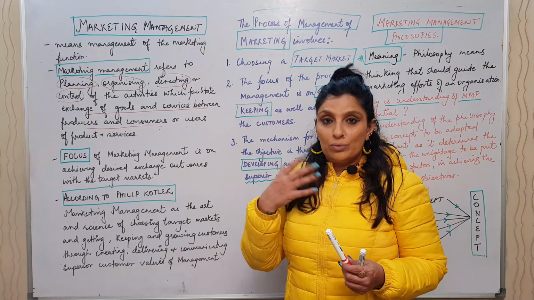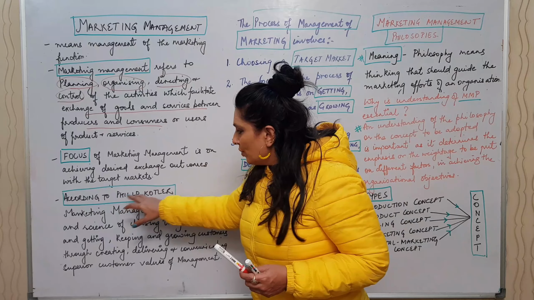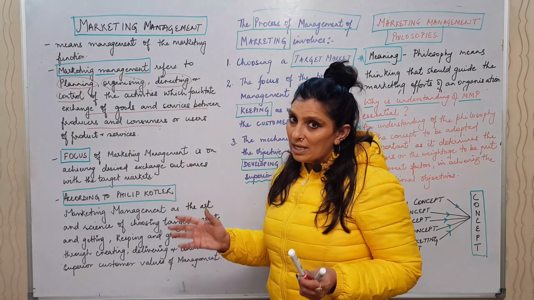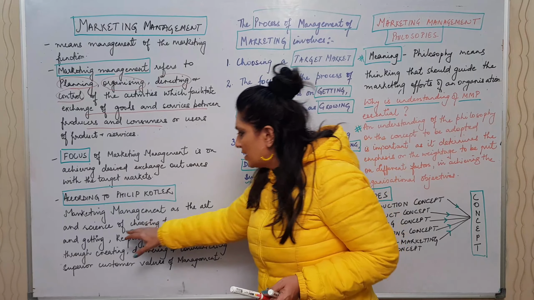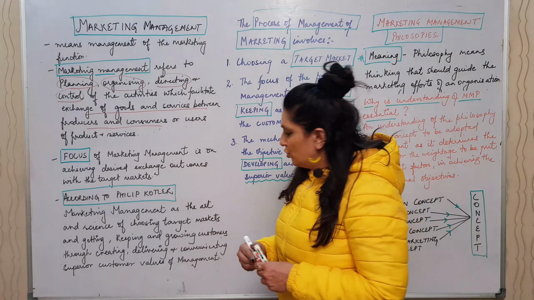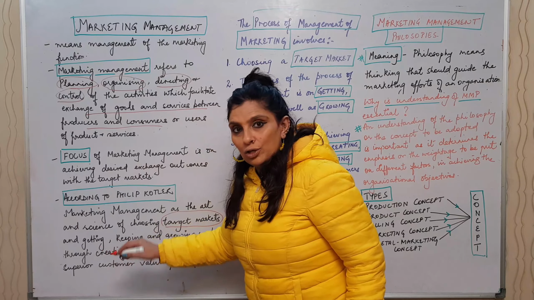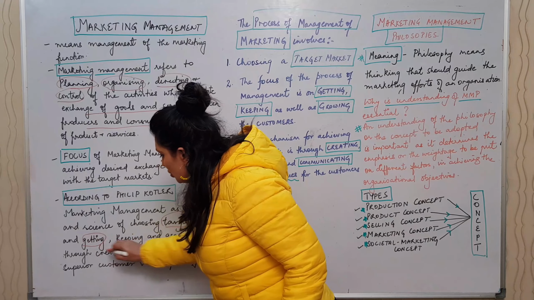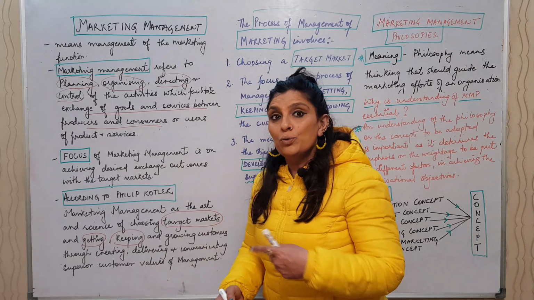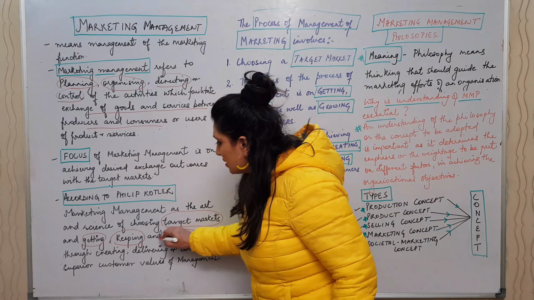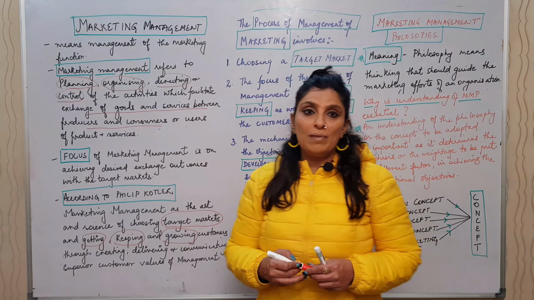So what exactly do you want to achieve as your marketing result outcomes? According to Philip Kotler, marketing management is the art and science of choosing target markets. So you choose target markets, and you get customers, you keep them, you retain the old customers, and you keep growing and adding on customers. So you help in growing the customers through creating, delivering and communicating superior customer value.